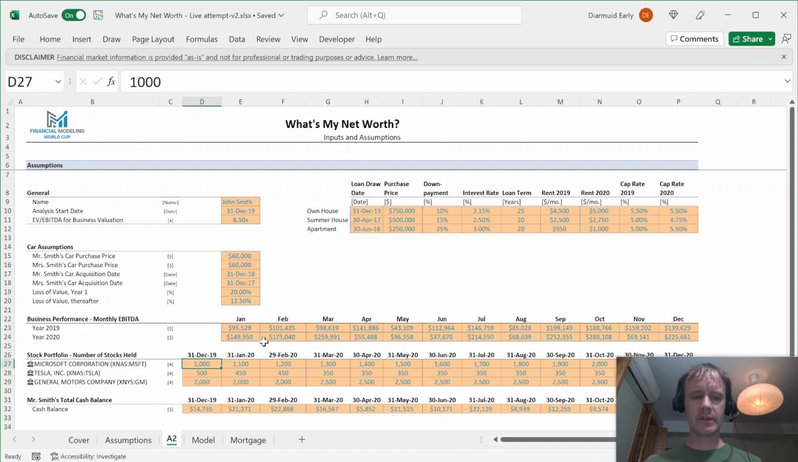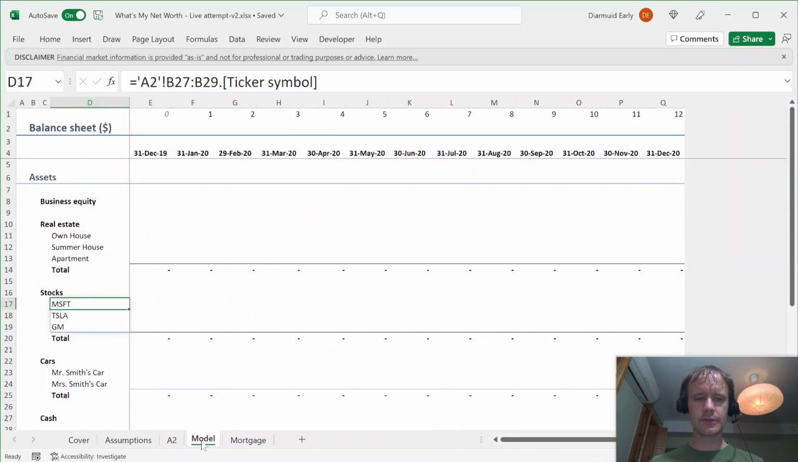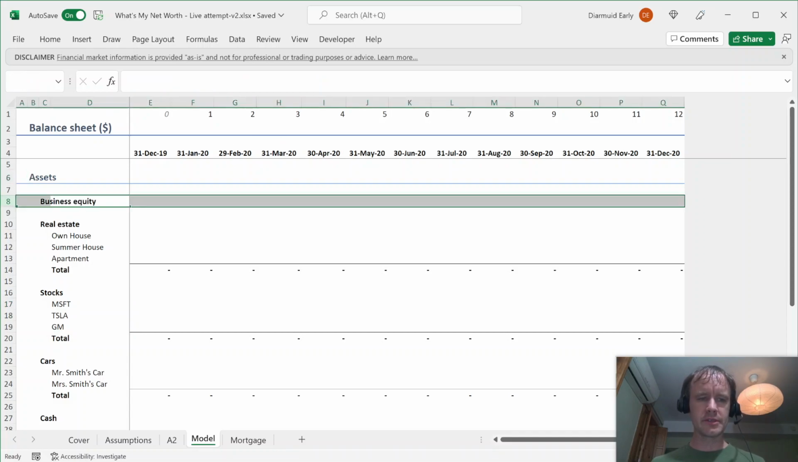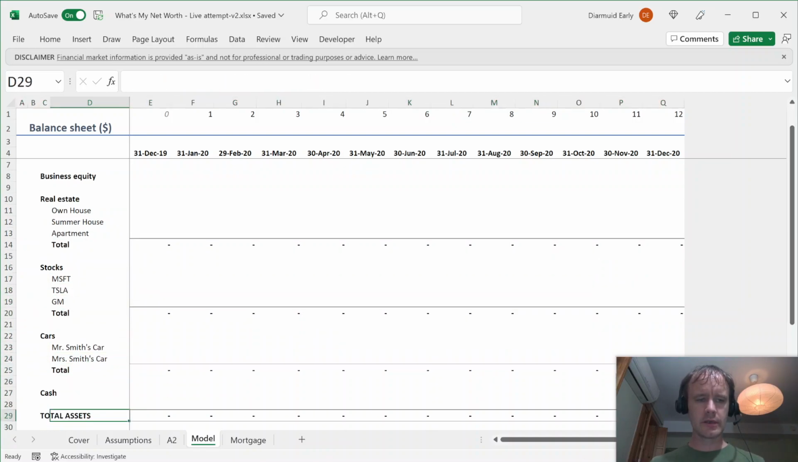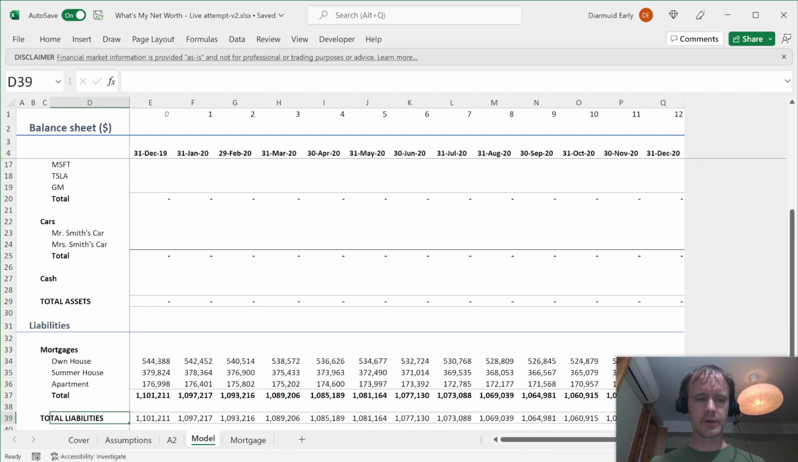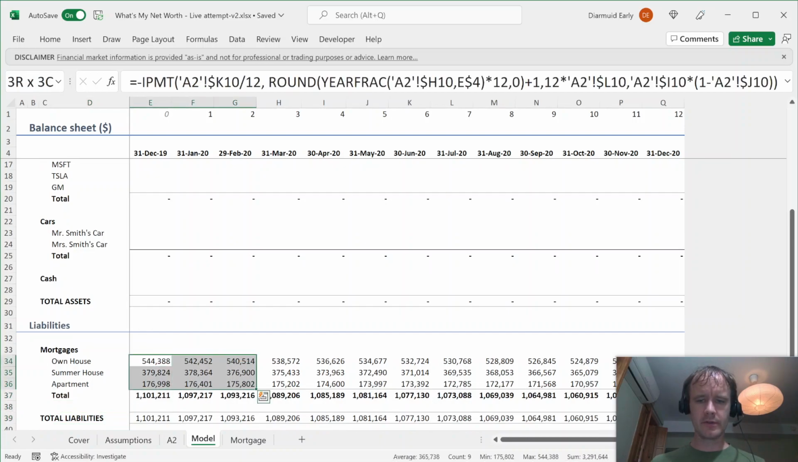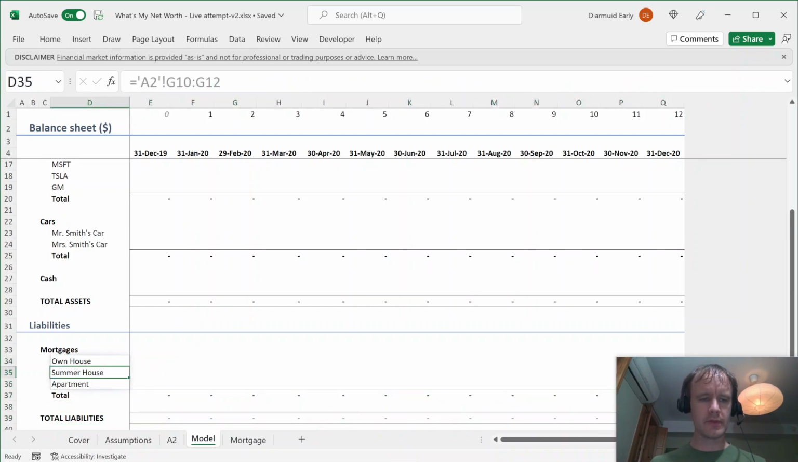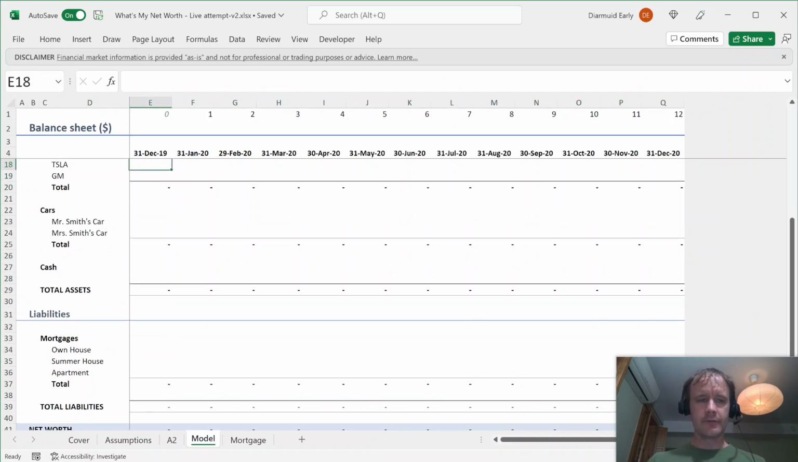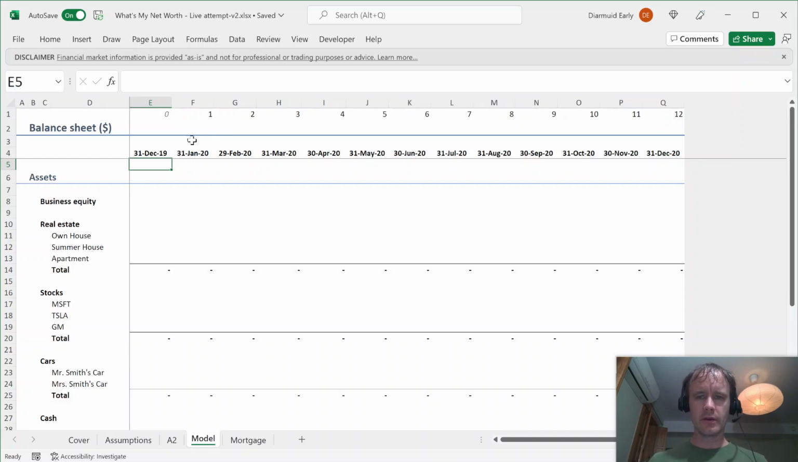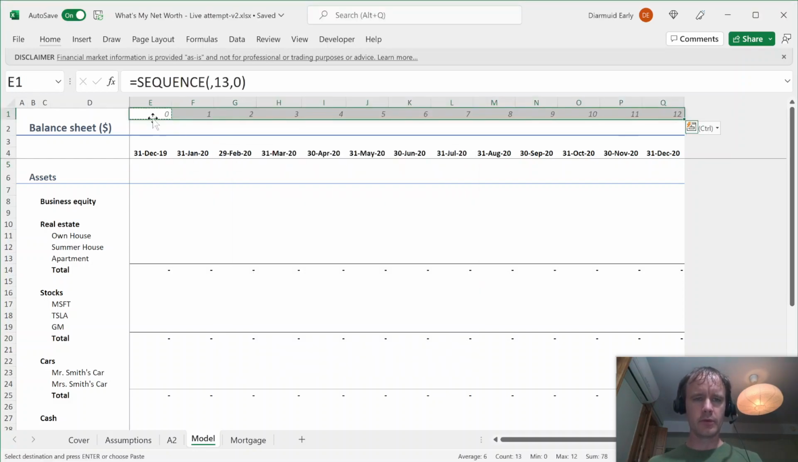Okay, so having done that, here's the sort of shell of the model that I'm going to build. So we're going to do business equity, real estate split by the three properties, stocks split by the three, cars, his and hers, cash, total assets, and then we're going to do liabilities. Whoops, I've still left in a version of that from before, get rid of that, and then get to net worth. Again, I've done all the setup here already from my earlier one because I don't want to make you watch me do that again.